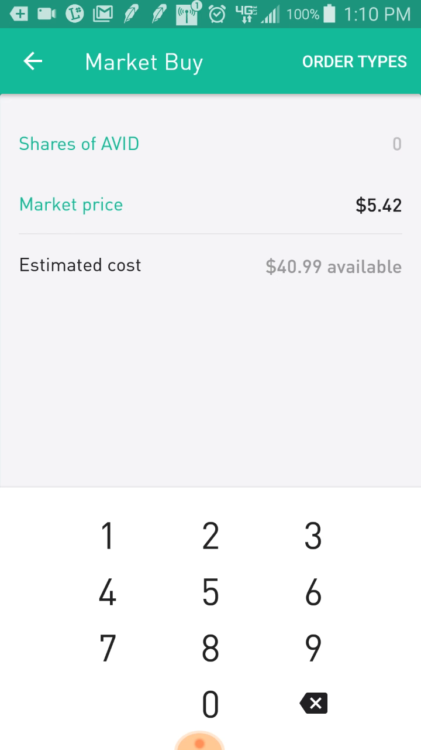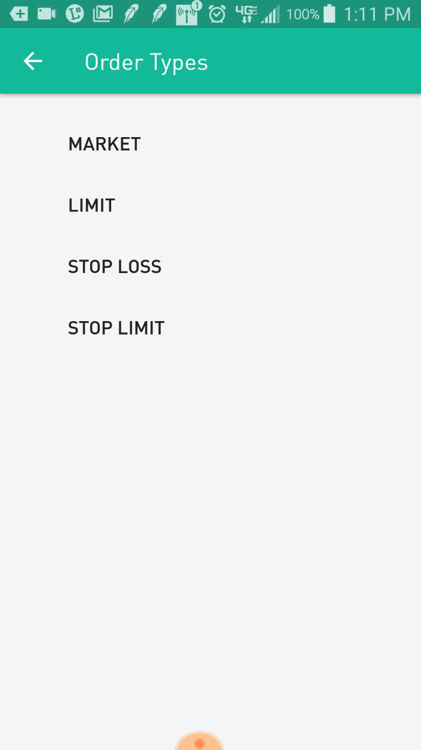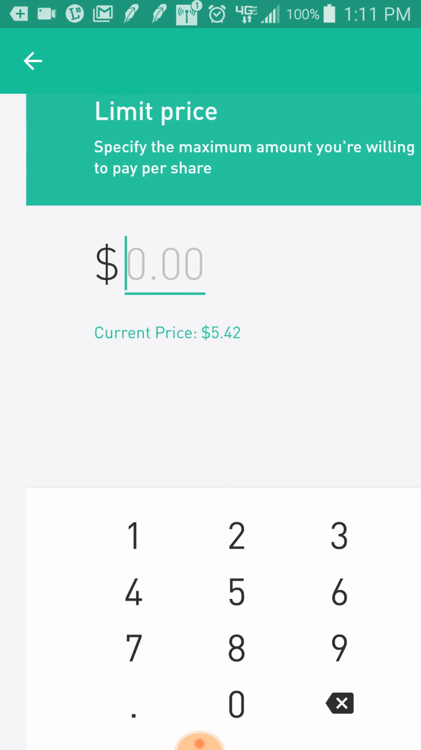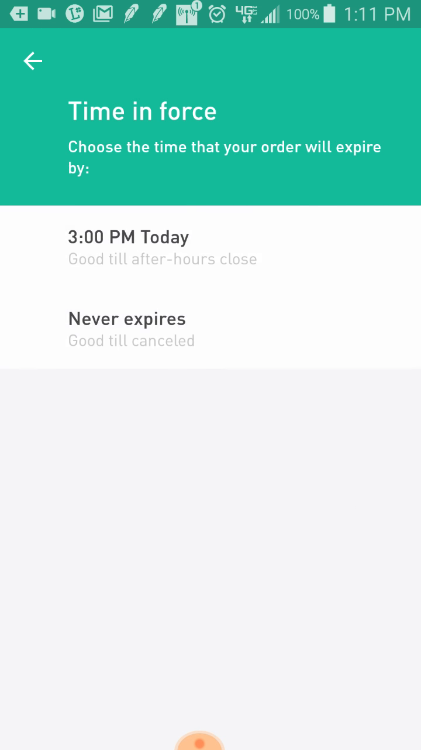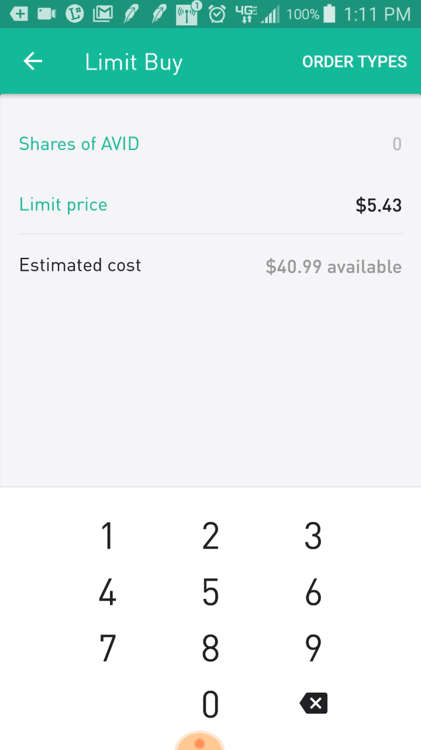So, this is how you guys can put in a buy. I don't ever buy at market price, because even though it says $5.42, if the other highest price is say $5.60, that's what you're going to end up paying. So I always do limit buys. And I'll put it in for $5.43, that way I can hope that it goes through.